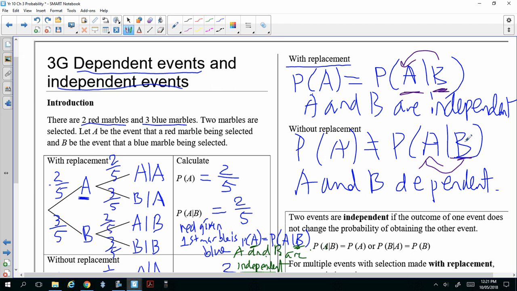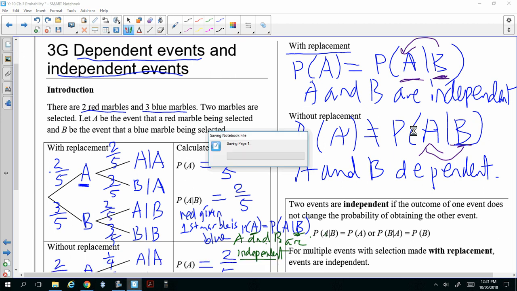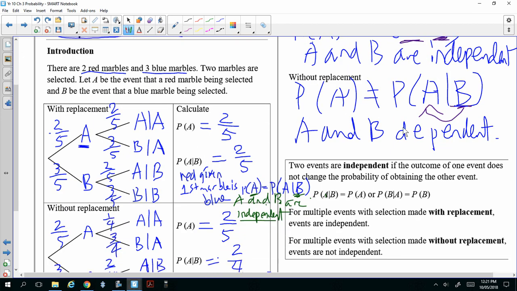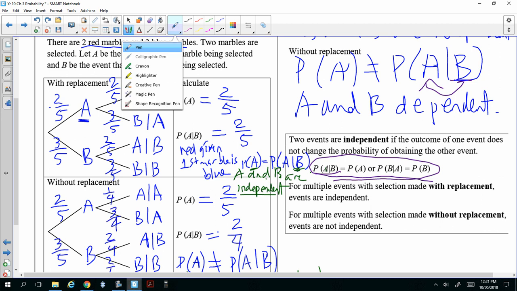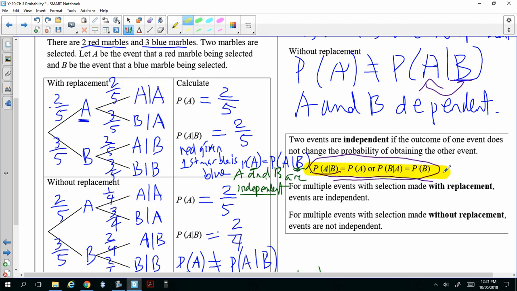Okay, let's move on. So that's the summary over here. For multiple events with selection made with replacement, events are independent. For multiple events with selection made without replacement, the events are not independent. So that's the meaning of dependent or independent. Let's highlight this with a highlighter. That's the meaning of independence. Any questions? Remember that for the exam.